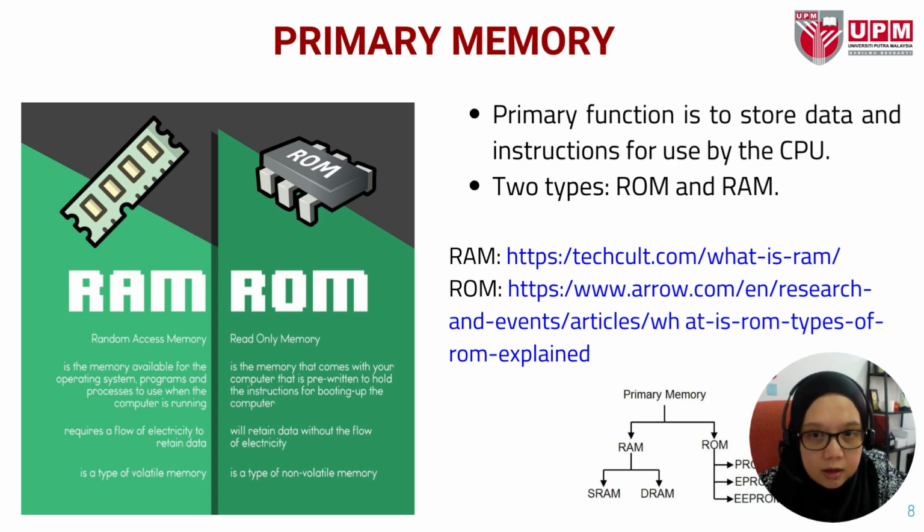ROM, on the other hand, is read-only memory. It is the memory that comes with your computer that is pre-written to hold the instructions for booting up the computer, such as the BIOS. It will retain data without the flow of electricity. It is a type of non-volatile memory. We have a few examples of RAM and ROM. RAM has static RAM and also dynamic RAM. For ROM, we have PROM, EPROM, and also EEPROM.